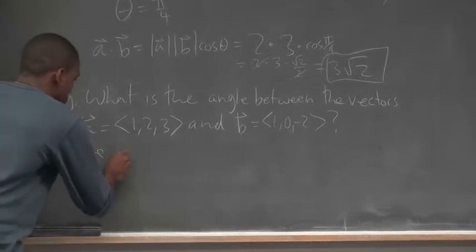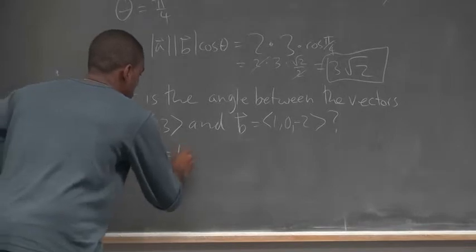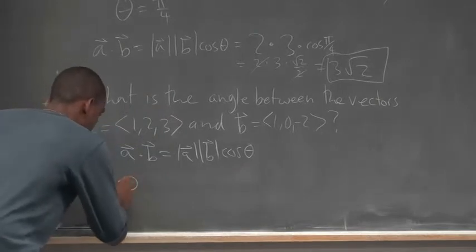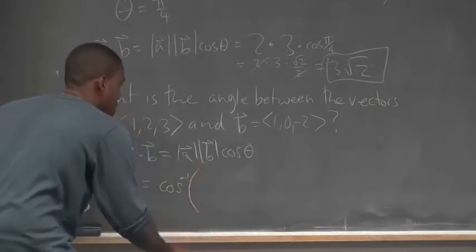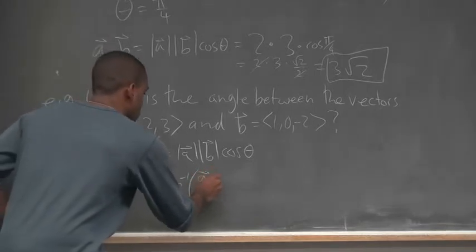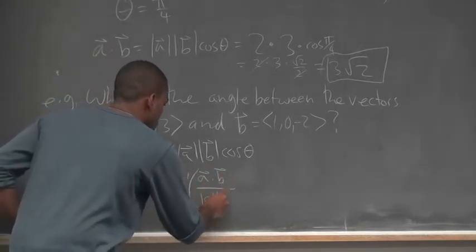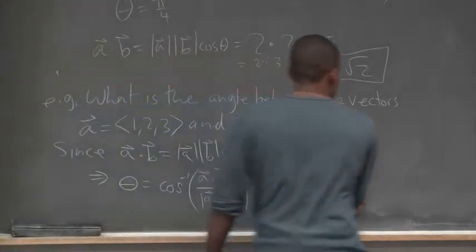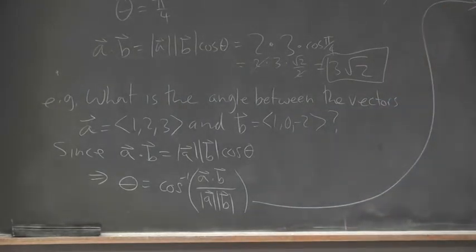Since A dot B is equal to magnitude of A times magnitude of B times cosine theta, and we want theta, it's just going to be cosine inverse of A dot B divided by the magnitude of A times the magnitude of B. Right? And then now we just plug these in. Theta is going to be equal to the cosine inverse of minus 5 over root 5 times root 14.